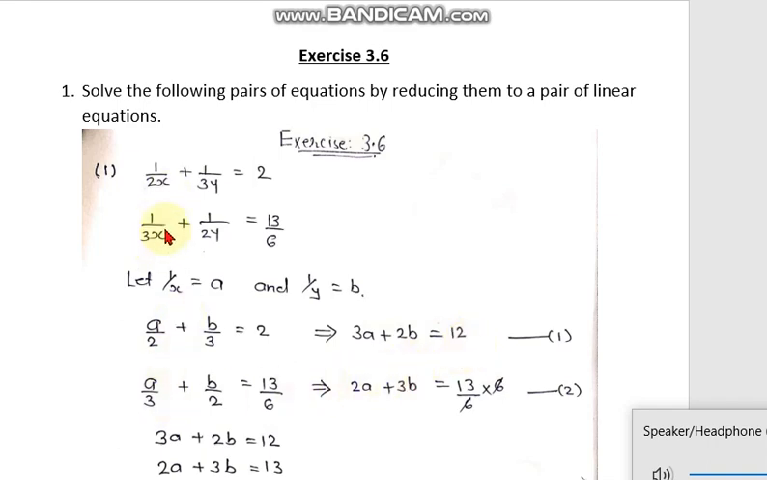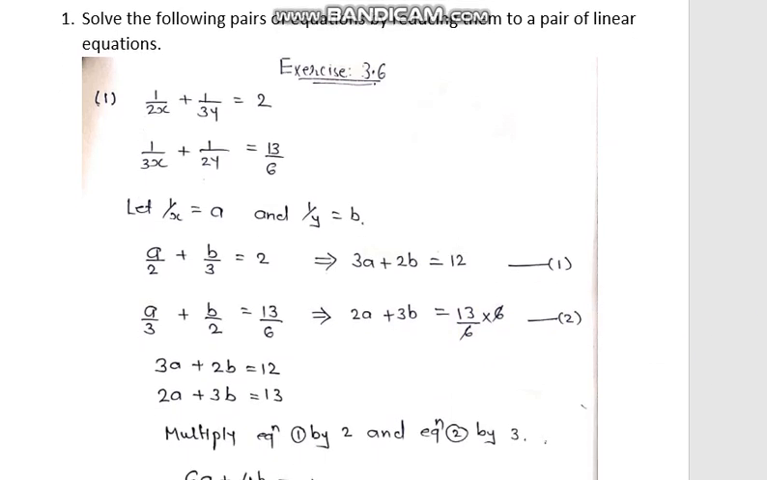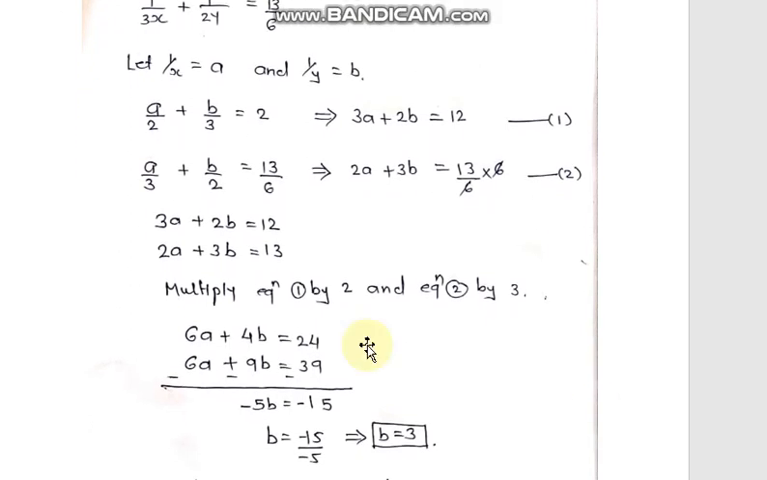Similarly, in the second equation, instead of 1 upon x, let us write a. So we will have a upon 3 plus b upon 2 equals 13 by 6. Again taking the LCM, we will get 2a plus 3b equals 13. So we are getting a pair of linear equations, 3a plus 2b equals 12 and 2a plus 3b equals 13. Now we can solve this pair of linear equations by using any method.